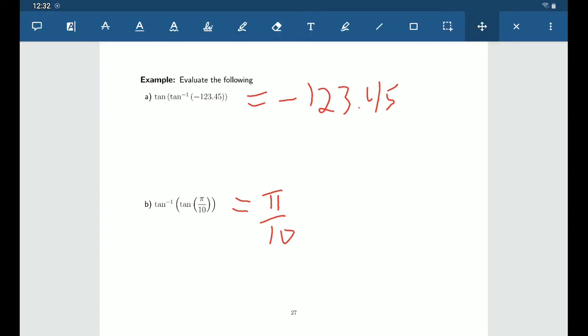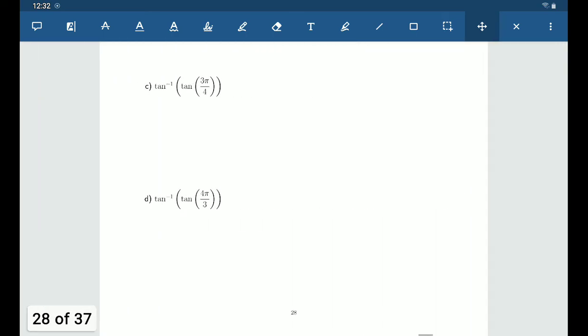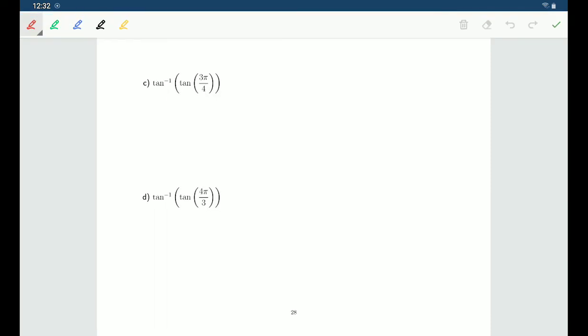So these were the two easier examples because for both of them we were putting in something that was in the restricted domain for tangent or something that was in the domain for tangent inverse. For the other two, we have a little bit more work to do because one is something where we are not in quadrant 1 or quadrant 4. 3 pi over 4, if we do a quick little sketch here on the side, that would be in quadrant 2. And if you're looking at 3 pi over 4, the reference angle is pi over 4.